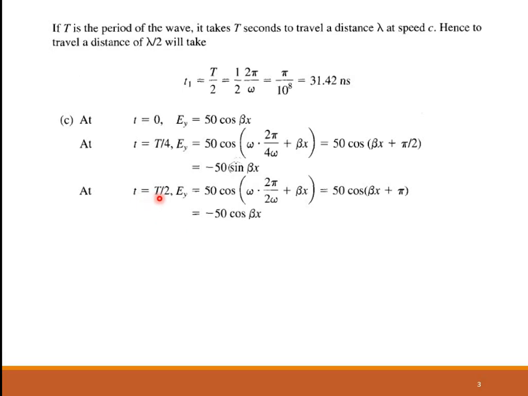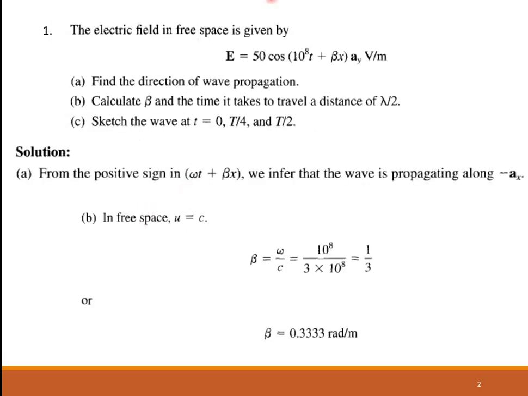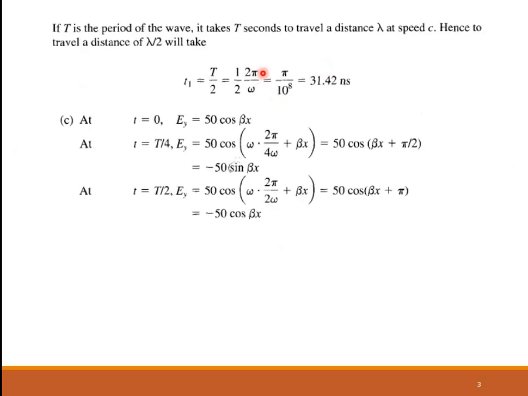Similarly, in order to get t equal to T by 2, what do we do? Here you substitute capital T by 2, and in place of that capital T, we again substitute 2 pi by omega. You will get 50 cos of beta x plus pi, which is the same as minus 50 cos beta x. So the expressions for E for all 3 instances are obtained.